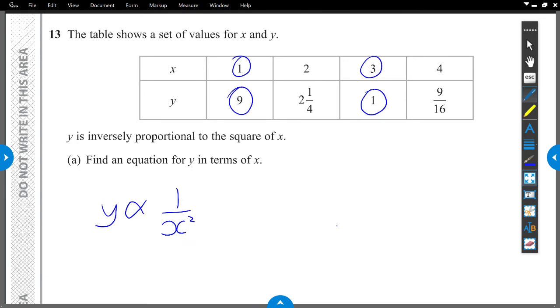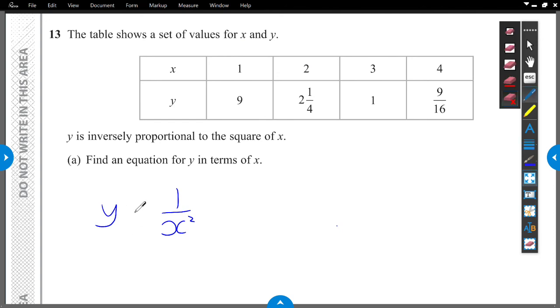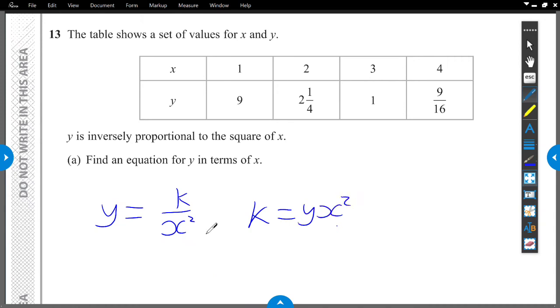But we want an equation for this. And to do that, I can replace the proportional sign with equals k over x squared. Now I've essentially timesed 1 over x squared by k, but I've just moved this to a numerator. Now k is something we want to find, so I can put k is equal to y times x squared, because I want to undo that dividing by x squared. I do the same to both sides, which is multiplying to undo that. And now I can substitute in some of the values which I know.